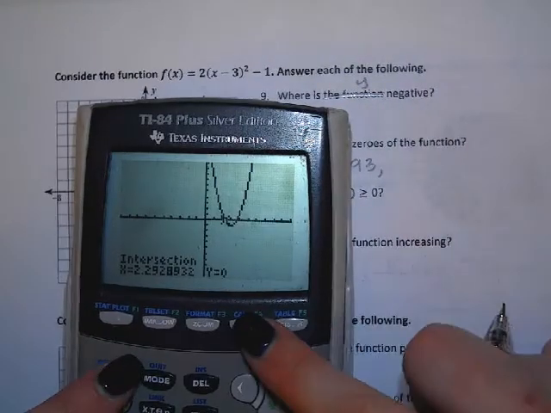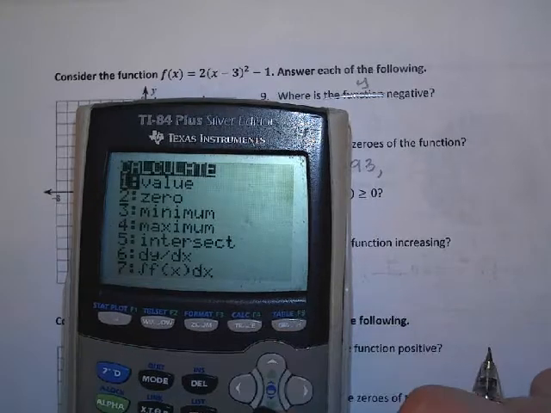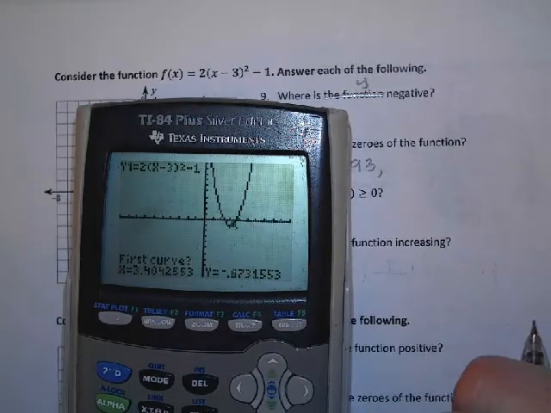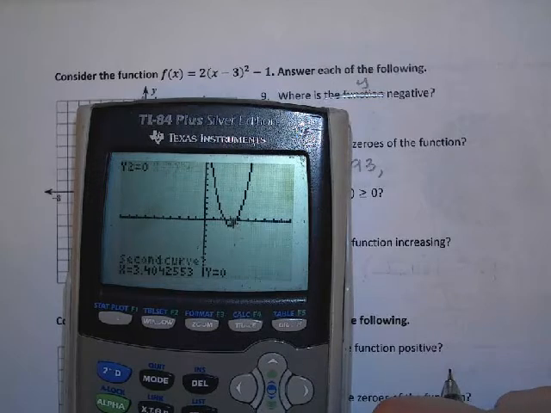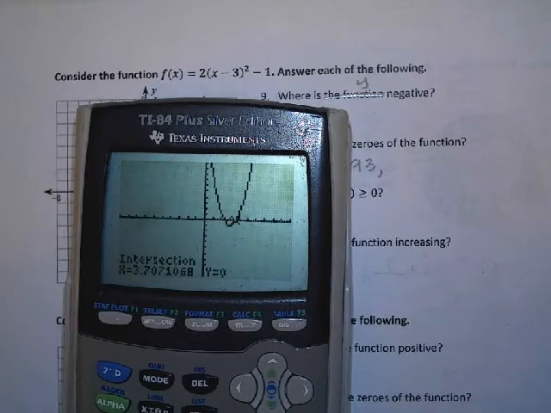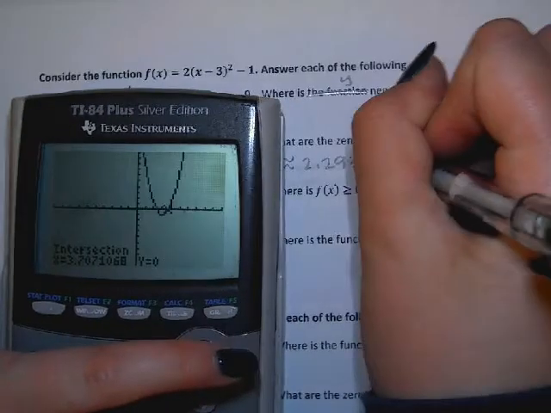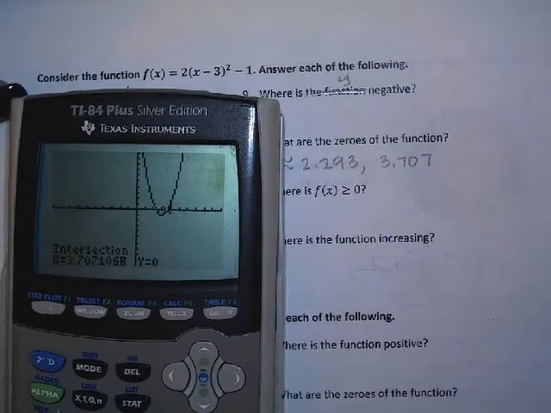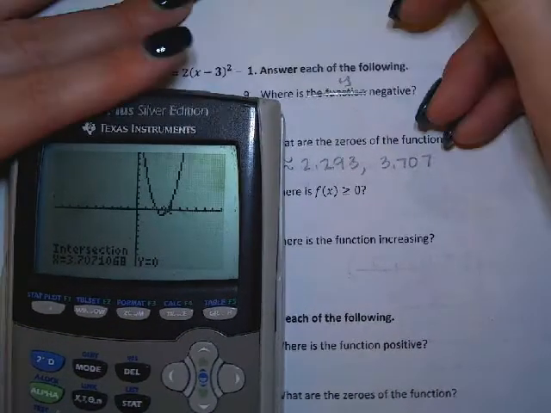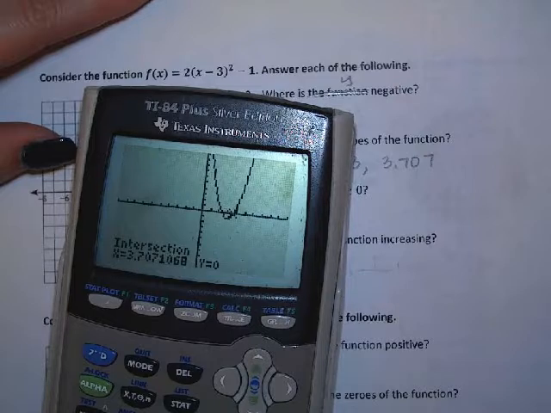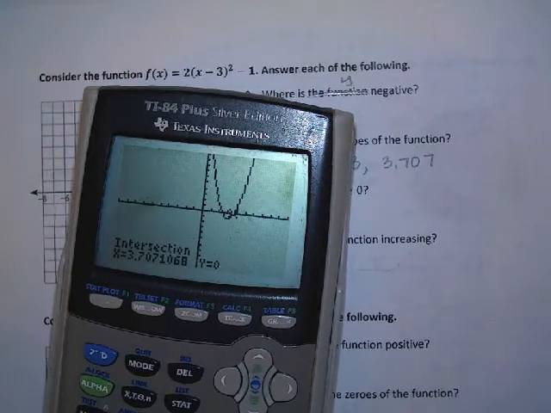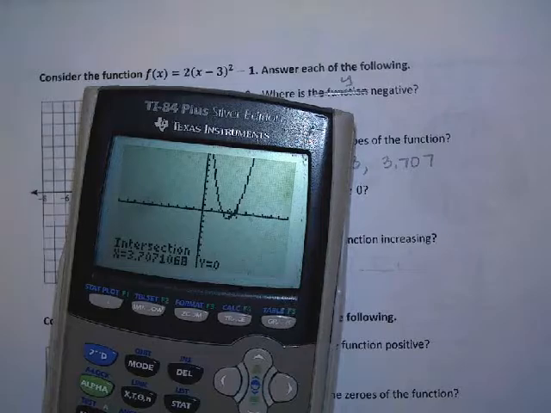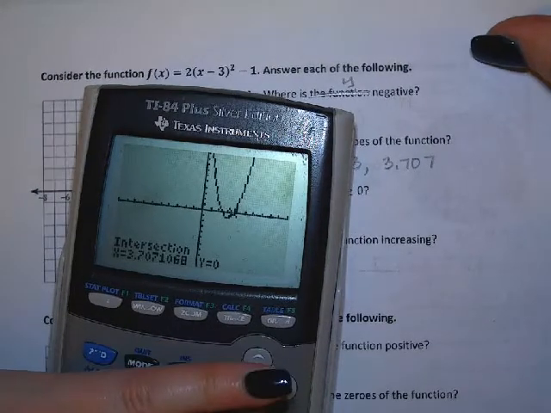Then I'm going to go ahead and do the process again. So second trace, number 5. But this time I'm going to go closer to the other one, and then enter, enter, enter. You just have to be close to it. If you're not close to it, we'll find the first one again. So it doesn't have to be right on top of it. The calculator will find it, no problem. You just have to make sure. Okay. So we got those.